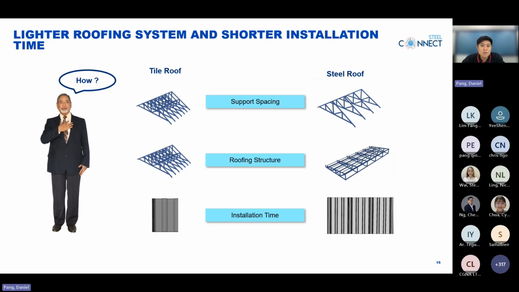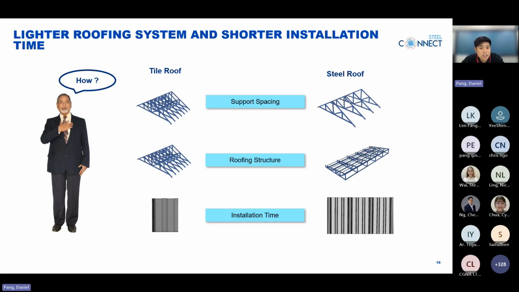So, how does a steel roof reduce the cost? Here, we have a comparison of tile and steel roof, and we will compare support spacing, roofing structure, and also installation time. Firstly, tile roofs are heavier, hence require stronger truss design, which lessens the spacing compared to a steel roof, which is lighter. Because tiles are heavier, they need a heavier roofing structure compared to a steel roof, which is lighter and flexible. As you can see here, it has a different design.